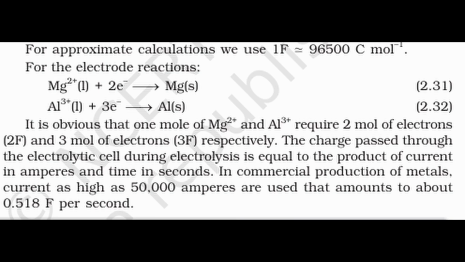The charge carried by 1 mole of electrons is a constant called Faraday, represented by F, and its value is approximately 96,500 coulombs per mole. This means that reactions involving more electrons require more charge. For example, 1 mole of silver ions needs 1 Faraday of charge to get reduced, whereas 1 mole of magnesium ions requires 2 Faradays, and aluminium ions require 3 Faradays. Using Faraday's laws, we can calculate the mass of a substance deposited during electrolysis if the current and time are known. This forms the basis of all numerical problems related to electrolysis in exams.